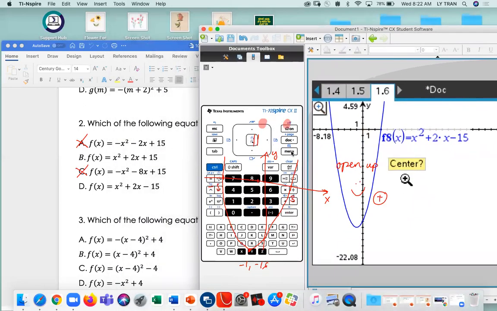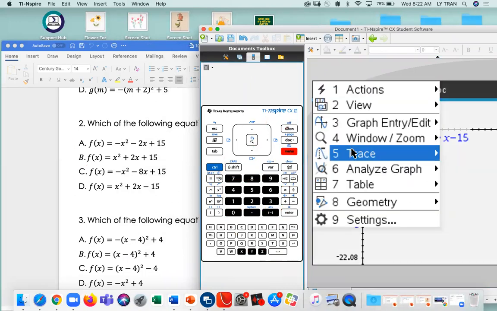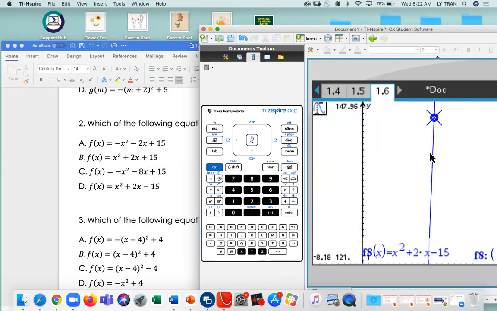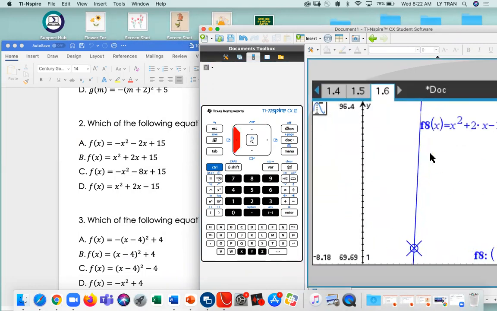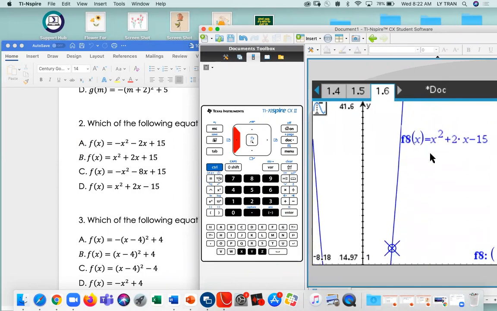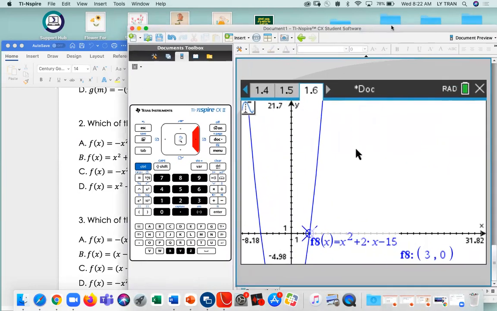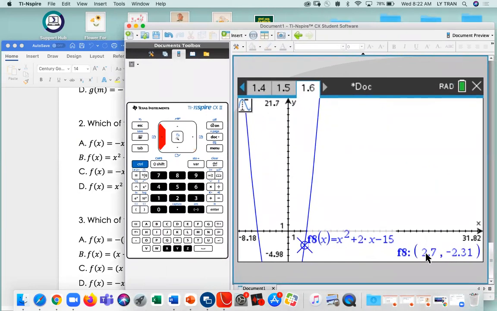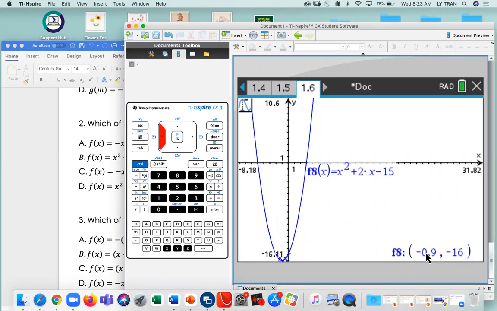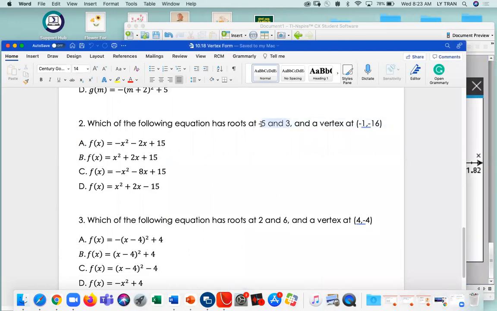If you can't see the point yourself, you can try menu 5-1 to trace, and then you can go all the way and trace. Keep going, almost there. Oh, we passed it. So we have the first zero. Check it out, it's the first zero at 3. Next, our minimum, that's going to be our -1, -16. We have that. Keep going again. Boom, we have -5. So that's everything. We have -5 and 3 and a vertex at -1 and -16.